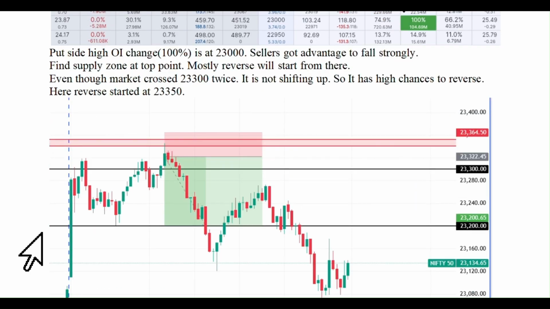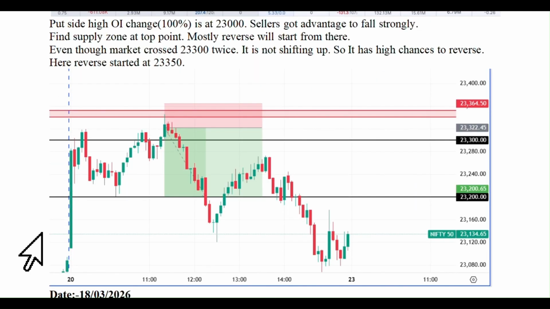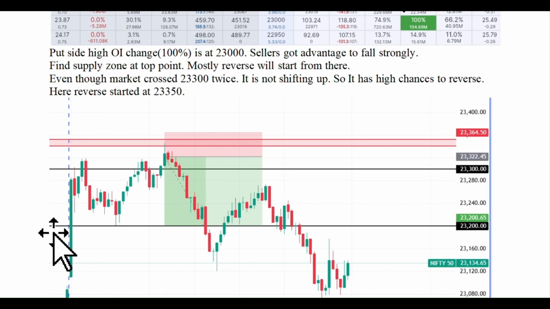The next step is to identify the supply zone. Using price action, locate the highest supply zone near the day's top. This is the area where sellers are likely to become active. In many top reversal setups, the market begins its reversal from this supply zone.